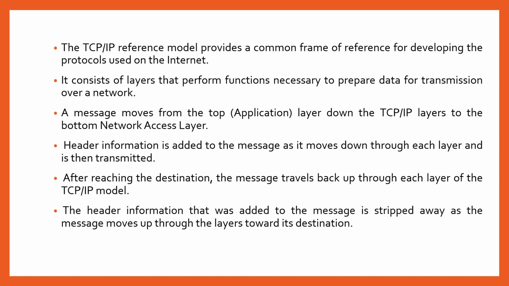And once the message reaches the bottommost layer, that is the network access layer, the data will be transmitted into the transmission media. Once this transmitted data reaches the destination, the message will travel back up through each layer of the TCP model. The header information that was added to the message will be stripped away as the message moves up through the layers to the destination user.